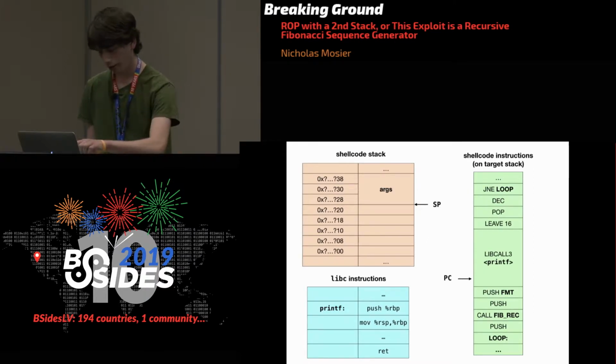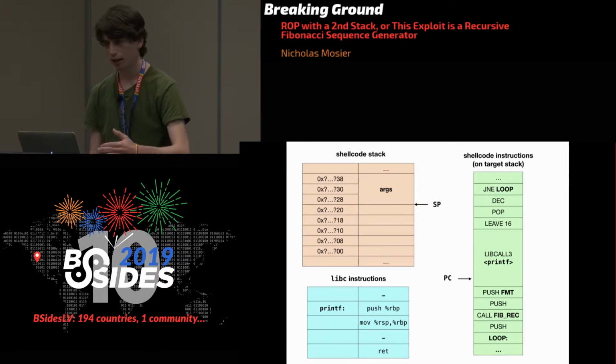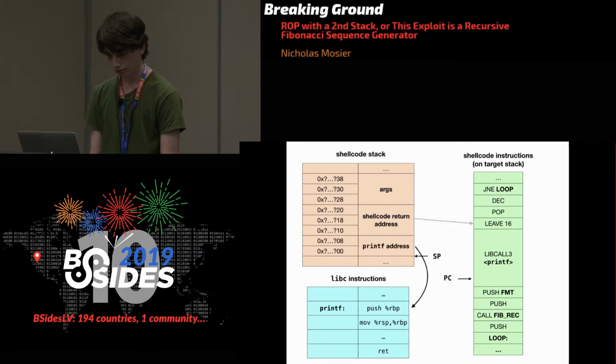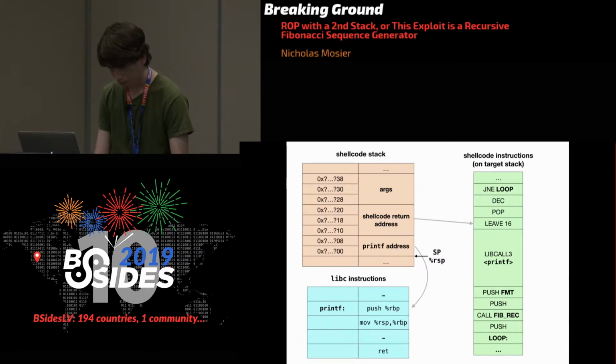In this diagram so far, we've already pushed arguments onto the stack. That's what the args block represents. Next, we're going to push the return address and any other stuff we need to facilitate restoring the return address onto the stack. That's going to point to the next instruction on the shellcode instructions. Then we'll push the address of printf onto the stack. And then we are going to do what we said before. We're going to break the abstraction by pointing RSP to the shellcode stack.